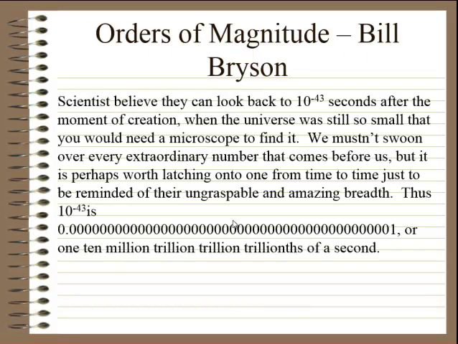A good example here, and I've stolen this from Bill Bryson and his excellent book. He says of orders of magnitude, scientists believe they can look back to 10 to the minus 43 seconds after the moment of creation, when the universe was still so small that you would need a microscope to find it. We mustn't swoon over extraordinary numbers that come before us, but it is perhaps worth latching onto one from time to time, just to remind us of their ungraspable and amazing breadth. Thus, 10 to the minus 43, we must remember, is 0 point, and then all of those 43 zeros 1, or 1/10 million trillion trillionth of a second.